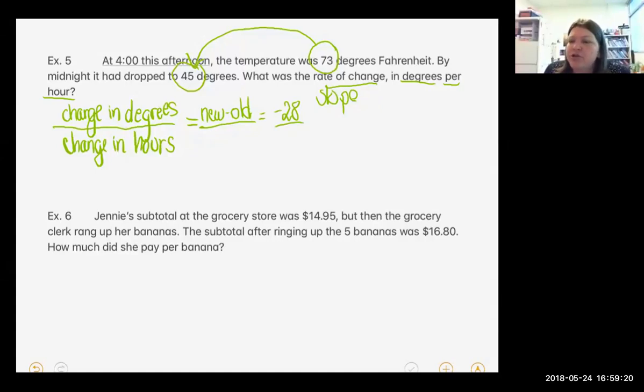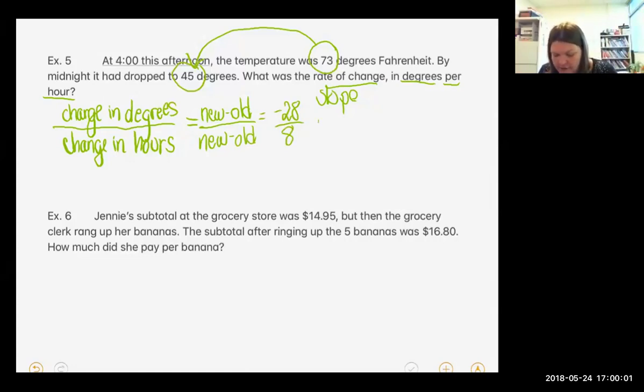My first temperature that I measured was at 4 o'clock this afternoon. The second temperature, the 45 degrees, I measured at what time? At midnight. So what's my change of time? How much time has passed from 4 in the afternoon to midnight? 8 hours. Brilliant. You can take that midnight, that 12, the new one, and subtract that old one, that 4 o'clock, and you would find that 8 hours have passed.